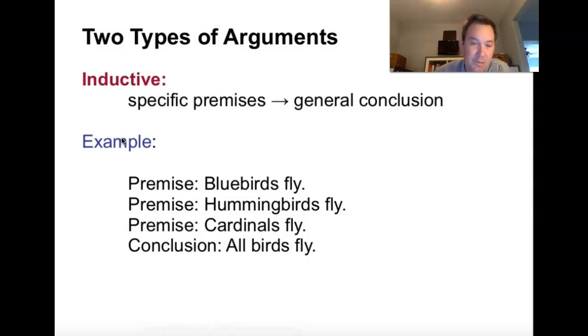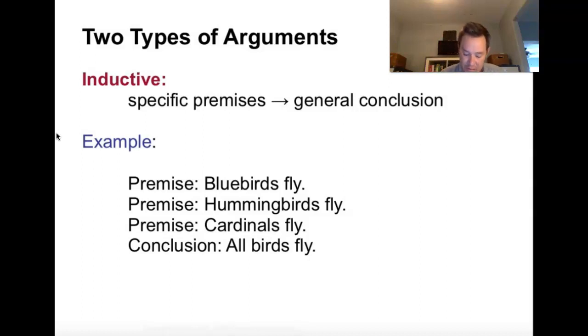But just to give you an idea of an inductive argument, it would be like this. The premises are specific facts, and you're trying to use those to domino into a general conclusion. So bluebirds fly, hummingbirds fly, cardinals fly, therefore our conclusion is all birds fly. The reason it's weak is that you can easily negate the conclusion if you can come up with one counterexample.